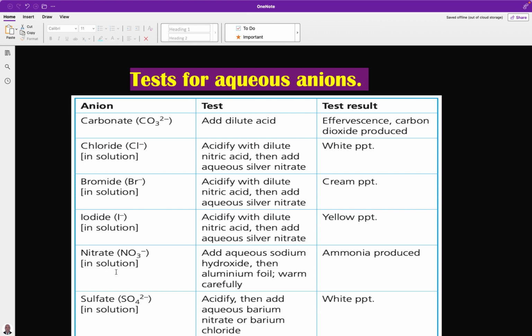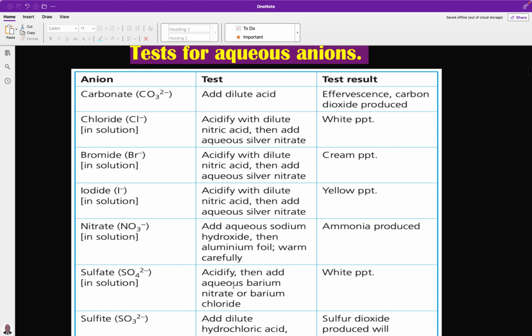So if you are asked to give the test for nitrate, just say in a solution containing nitrate, add aqueous sodium hydroxide solution, followed by aluminum foil, and warm gently. Ammonia gas is produced that will turn damp red litmus paper blue. That is the test for nitrate ion.